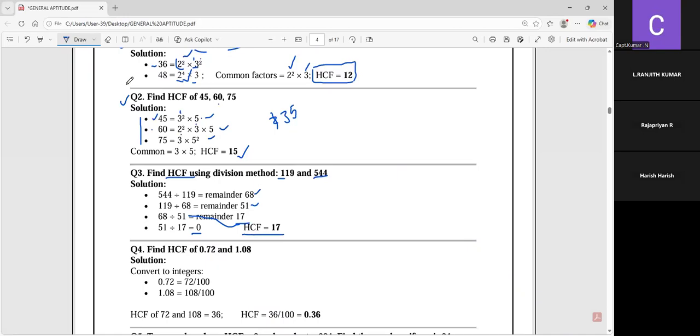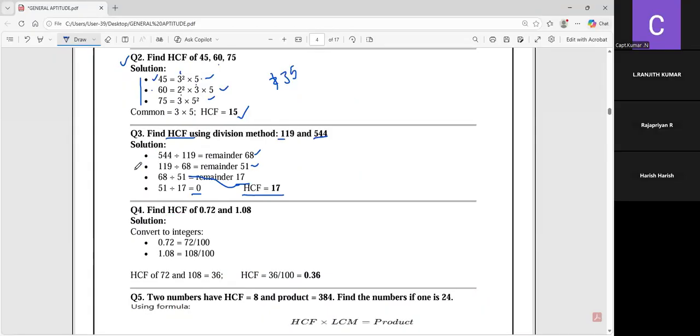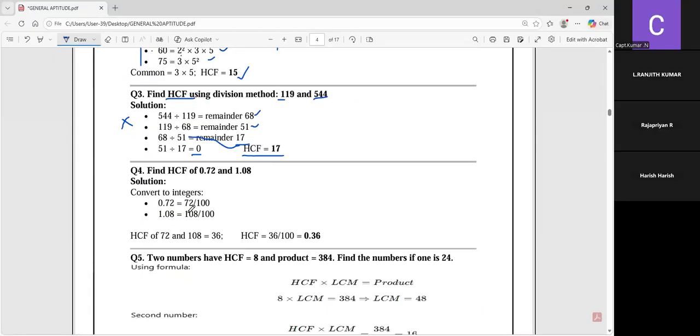That is a very, very important type of HF value. So the first two are common. The third one is totally different from the previous two, so this is the most important one. And the fourth one is also similar, but it is only different in that it is a decimal scale, 0.72 and 1.08.